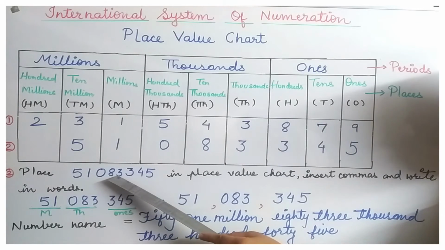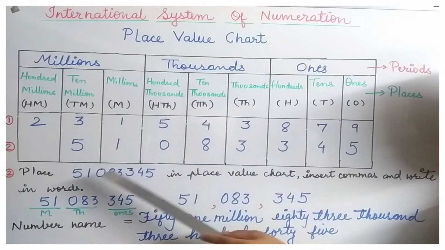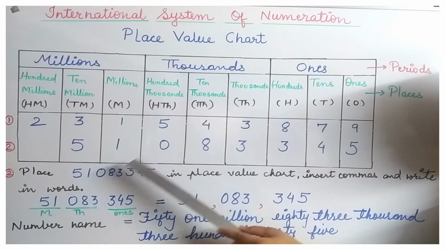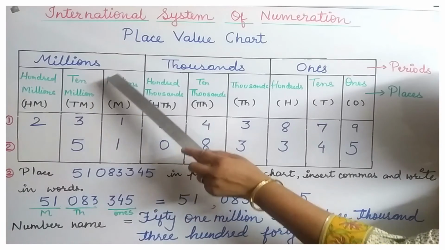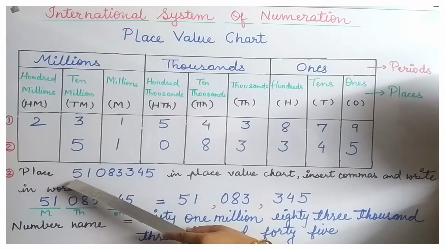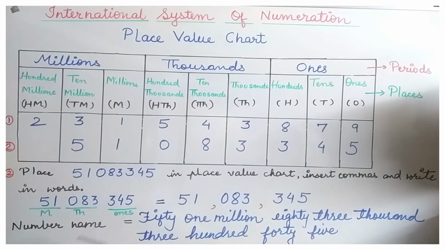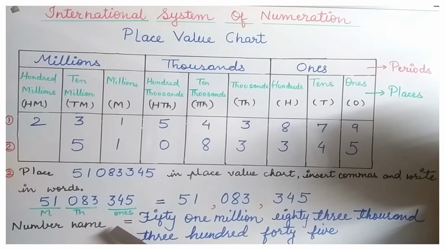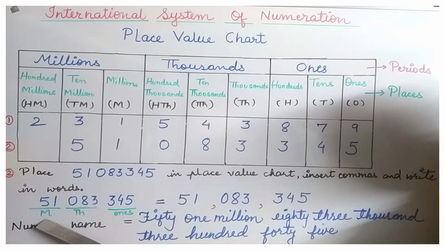Now the next fourth digit comes in the thousands period. So 3 at the thousands place, 8 at the 10,000 place, 0 at the 100,000 place. The remaining 2 digits will come in the millions period. 1 at the million place and 5 at the 10 million place. Now the question, how we can insert the commas in the numbers. So there are 8 digit number. Last 3 digit will be in the ones period. Next 3 digit will be in the thousands period. Last 2 digit will be in the millions period.